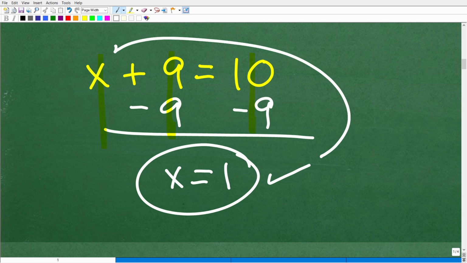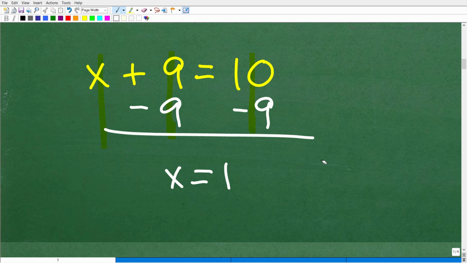And of course, we could always plug that in and check. But why did I do this? Well, not to show off my basic linear equation, one-step equation ability. What I want you to do is notice something here. Okay, so here we have x plus 9. So we have an addition situation in this equation. And to solve this equation, we end up using subtraction.